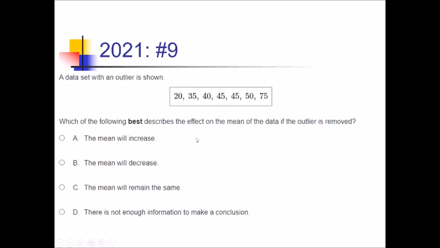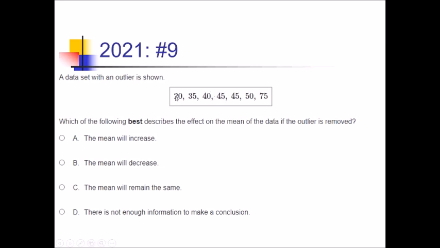On this problem, we're given this data set, and they're telling us that there is an outlier in there. They want to know what best describes the effect on the mean of the data if the outlier is removed. Well, they didn't tell us who the outlier was, but in general, that's going to be the data item that is furthest away from the center of this data. So these are actually arranged in order, which is nice. Our median here is 45, so the outlier is going to be whoever's the furthest away from that.